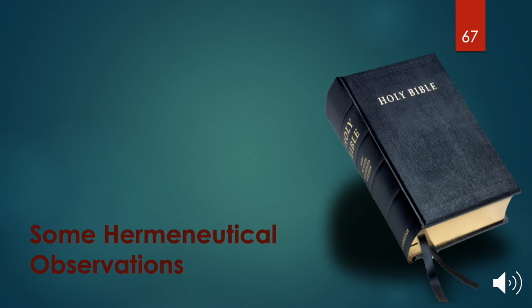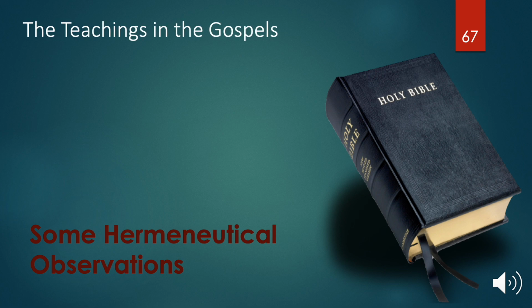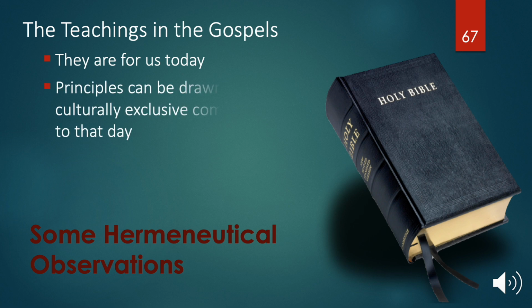Okay, then some hermeneutical observations. First, the teachings in the Gospels. It's important that we understand they are for us today. They are not for some future kingdom, as some folks would tend to ascribe them to be. The teachings in the Sermon on the Mount, they're for us today. And they're possible through the work of the Holy Spirit in our lives. They're not to be relegated to some future kingdom. They are for us today. We are part of that new kingdom, not some future kingdom.